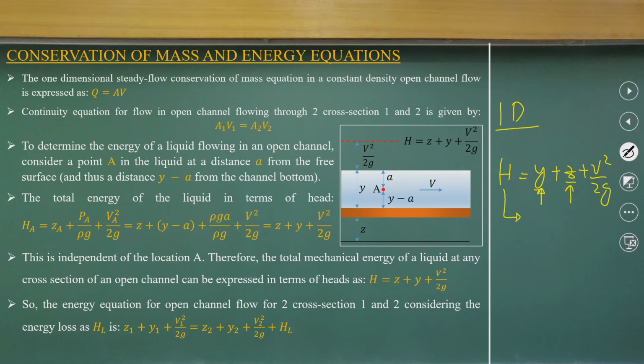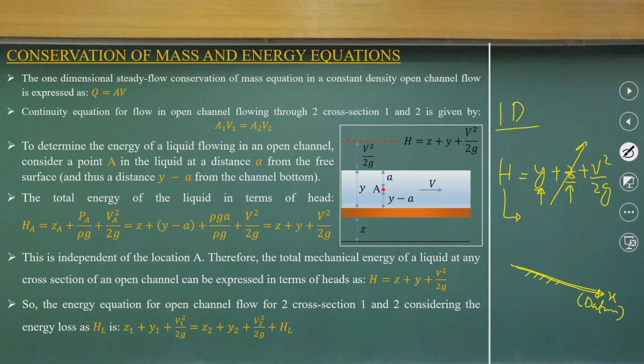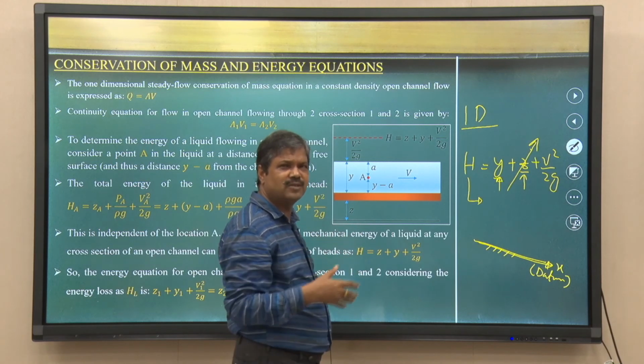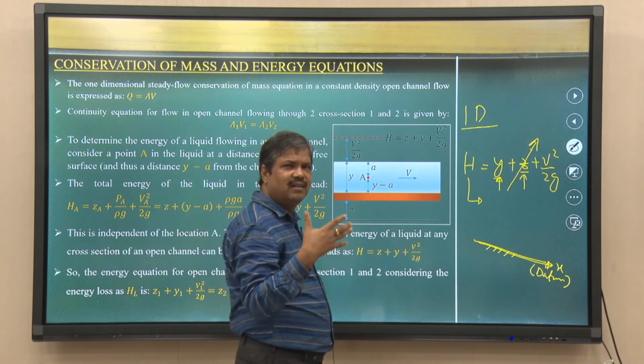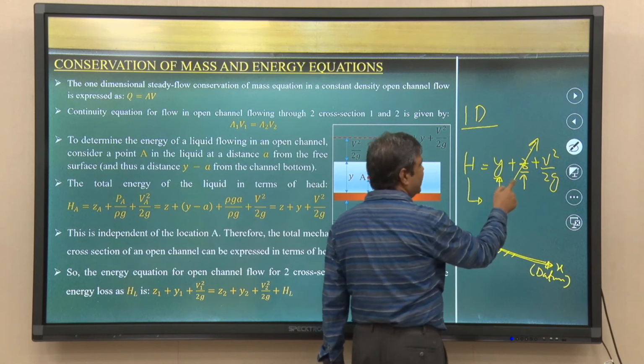As I discussed many times, when you talk about rivers, this is the x direction, and this is what we consider the datum. That means we are considering very flat terrain. That is what happens when you construct canals; the slopes are very negligible, of the order of 1:10,000, 1:50,000. So, on that scale, the z variations we can consider negligible.